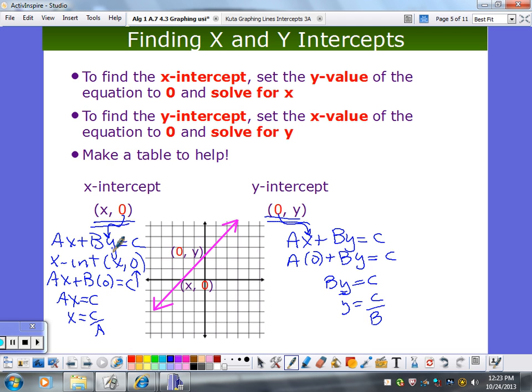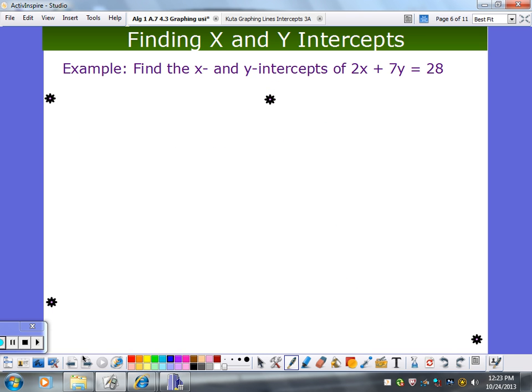So let's use real numbers. I think it'll make a little more sense. Here's an example I've got: 2x plus 7y equals 28. Is this a linear equation? How can I tell that this is a linear equation? Well, does it match this? This is the standard form of a linear equation. What's a? 2. What's b? 7. And c is 28. So this is going to be a linear equation.